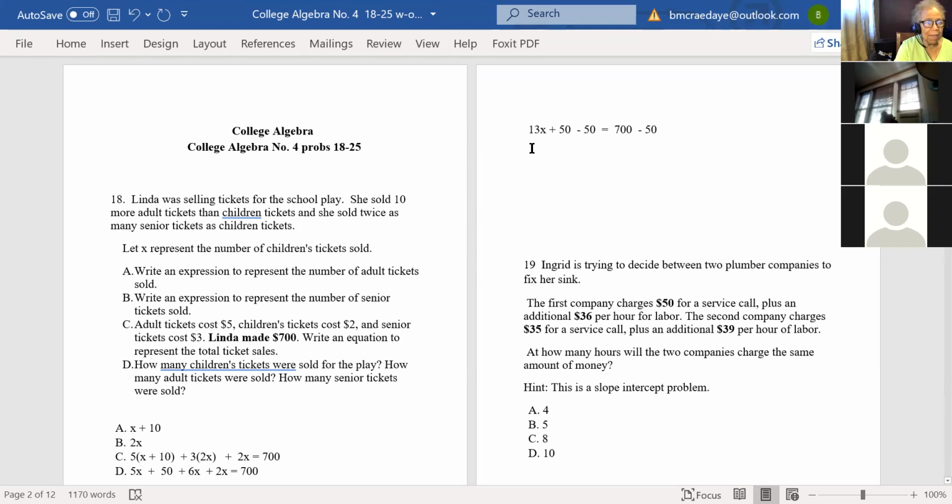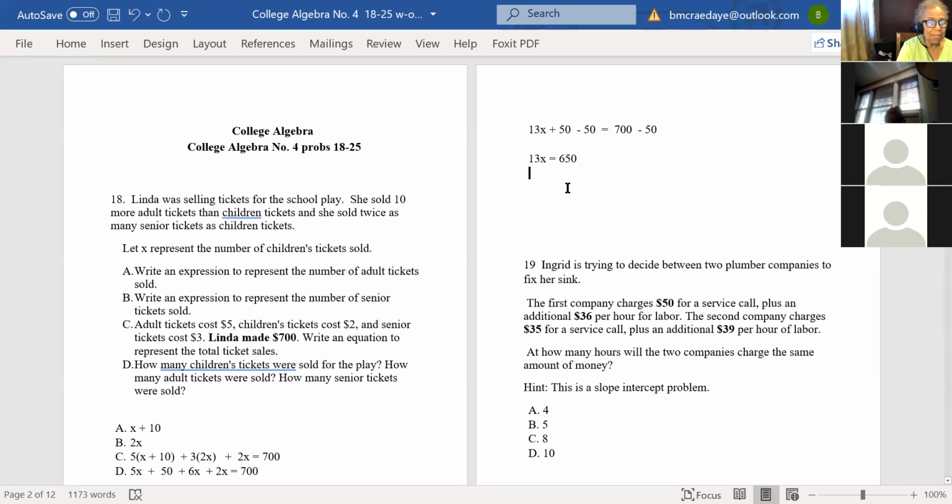So Audrey, what am I left with on the left side? On the left side, you have 13x. Yes, because the 50 minus 50 is 0, right? So we have 13x. And what's 700 minus 50? 650. That's right, 650.